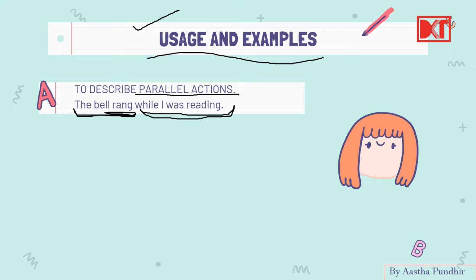I was reading and then a parallel action happened and interrupted it, and that parallel action is described in simple past. The bell rang. Okay. So the action that is interrupted, that is used in past continuous. Alright.